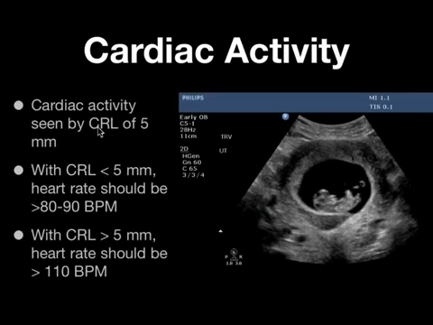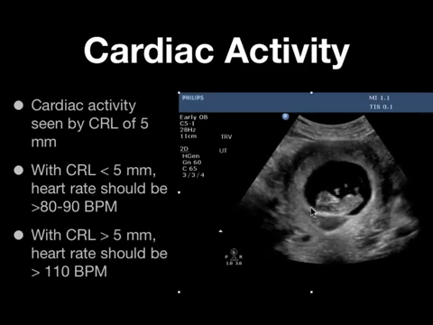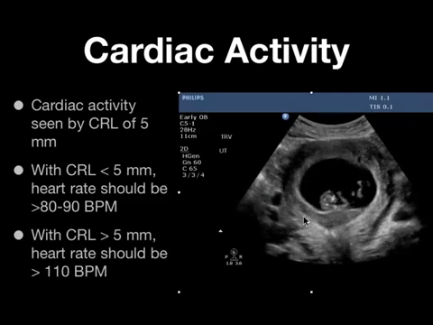We traditionally think of embryonic or fetal cardiac activity being between the 110 or 120 and 160 range. If the crown rump length is greater than 5 millimeters, the heart rate should be in that 110 to 120 to 160 range. However, if the crown rump length is less than 5 millimeters, it's not uncommon to see a heart rate in the 80 to 90 range.